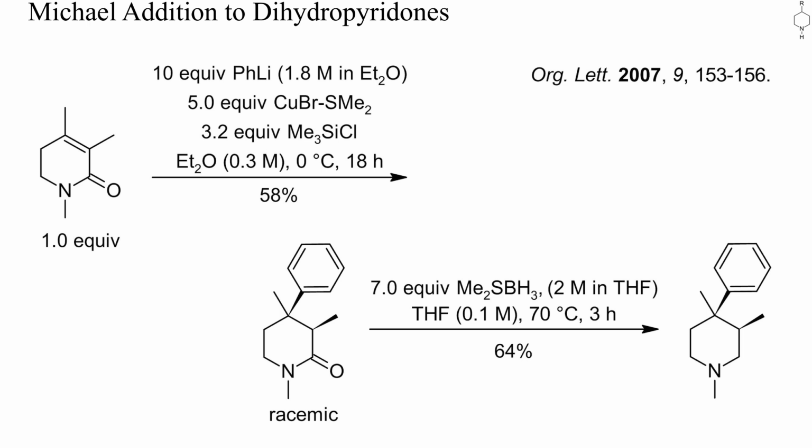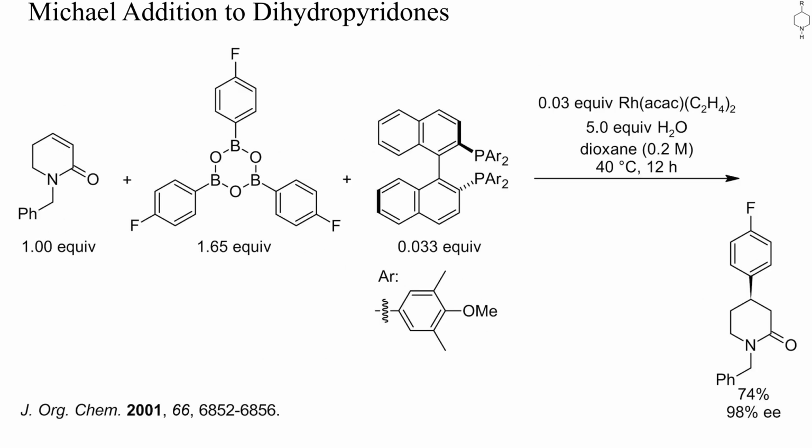Dihydropyridones, like the starting material in this example, are good Michael acceptors and react with soft carbon nucleophiles at position 4. Here a huge excess of a phenyl cuprate was used, and the intermediate piperidinone was reduced to the piperidine with borane. Such Michael additions can even be run enantioselectively. Here, with the aid of a rhodium BINAP-type catalyst, a boronic acid added with high enantioselectivity to a dihydropyridone.